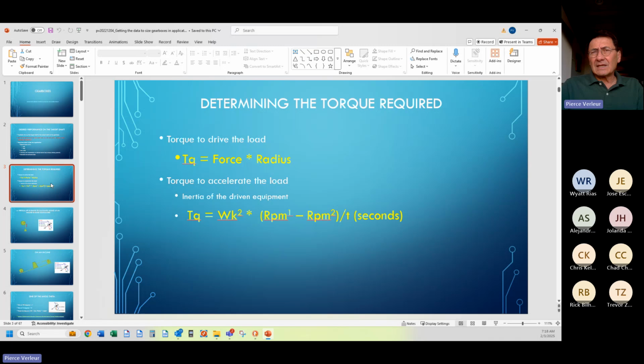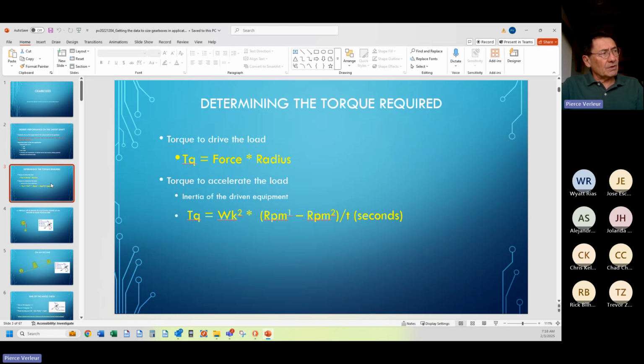I think it was Galileo or Da Vinci, one of those two, who said that give me a lever arm long enough and an appropriately placed fulcrum and I can move the moon. And in this case, your radius is the length of your lever. So the torque to accelerate a load is different from the torque to drive a load.